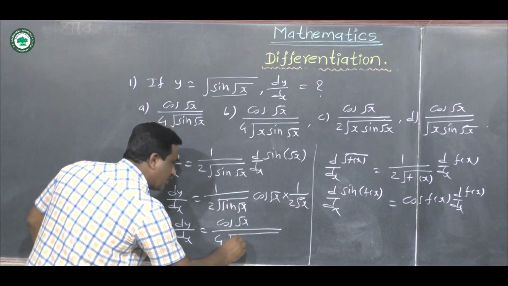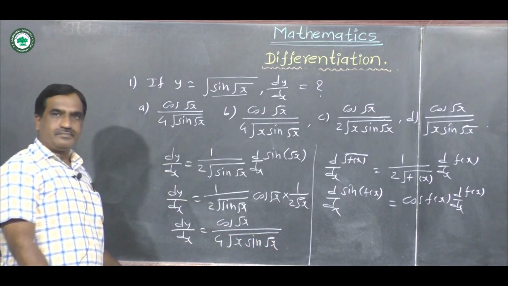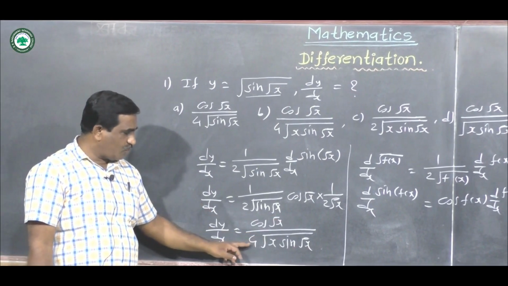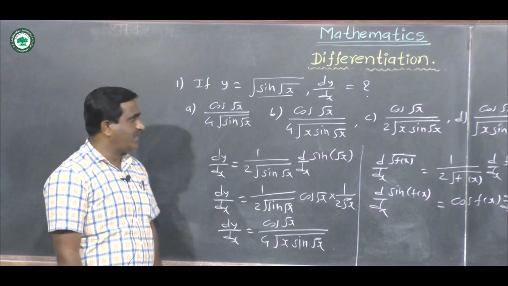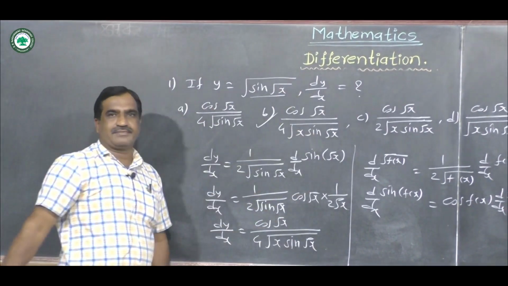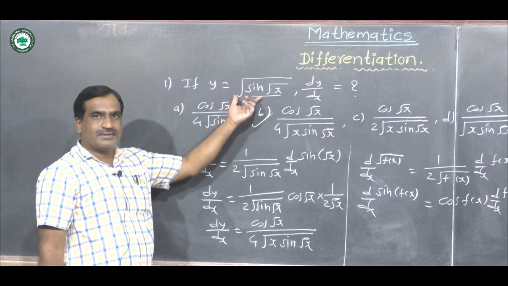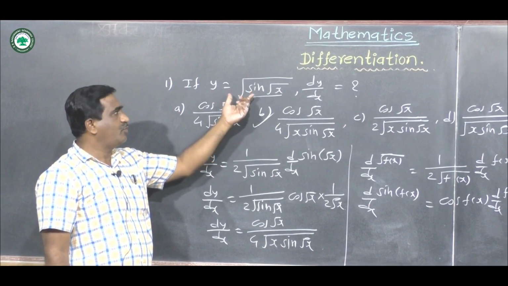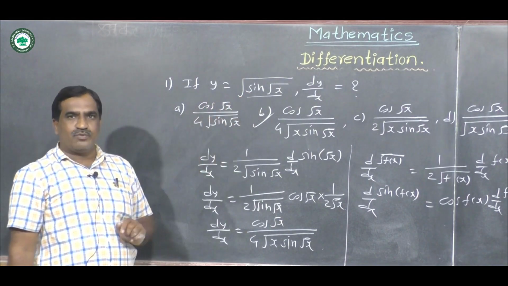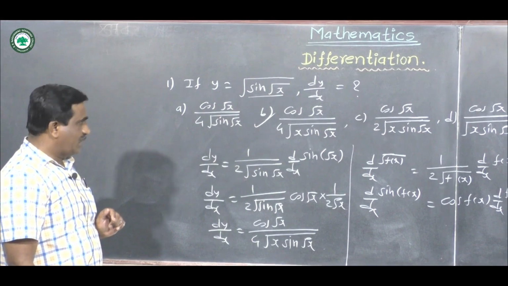That is, we can write under root x into sine of under root x. This is the correct answer: dy by dx is equal to cos of root x upon 4 into under root x into sine of root x. Therefore, the answer for this example is option B. We can solve this in mind by using the derivative of a composite function, and we can find the derivative for this function in 2 minutes. Okay? Now we can see the next example.